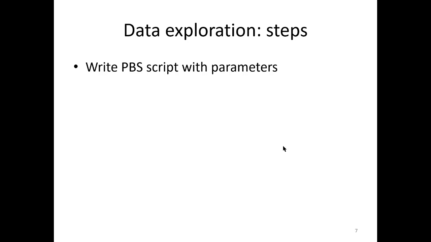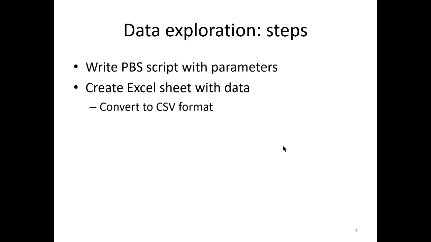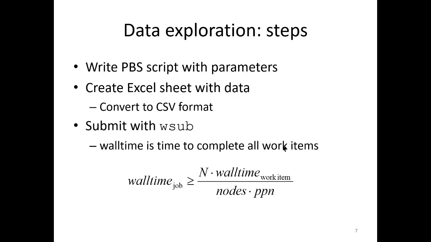Typically in a data exploration scenario you follow the same kind of steps. You write a PBS script with parameters, so basically with names for the quantities you want to compute on. And then you create an Excel sheet with data and you convert that to CSV. Or you write a CSV file directly, depending on what you prefer. And then you submit with wsub.